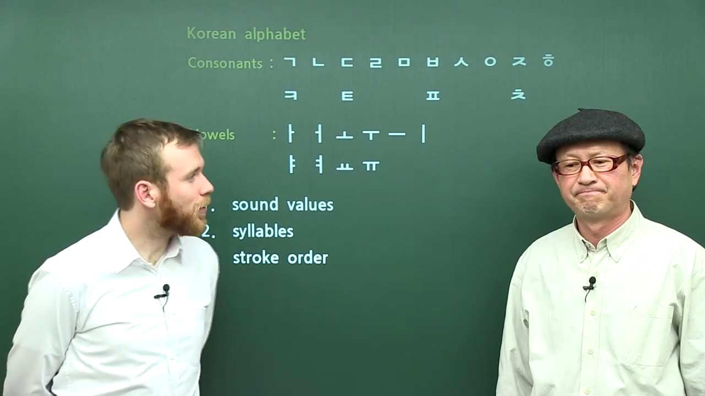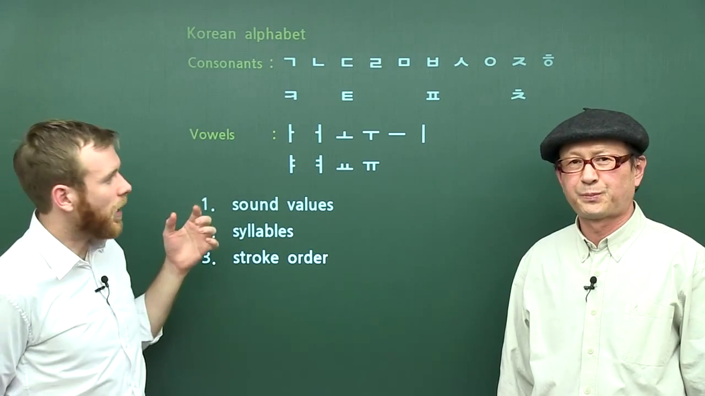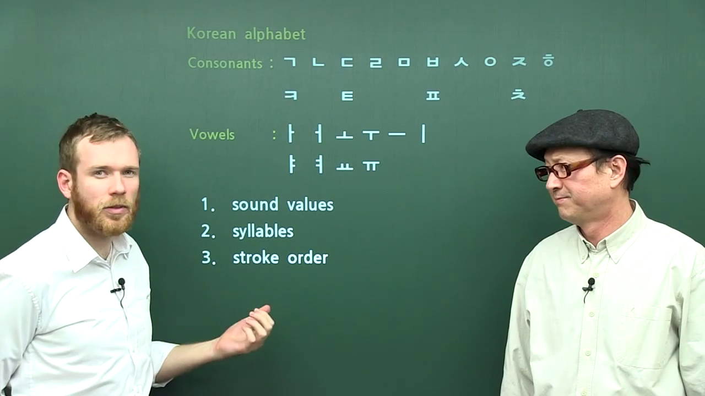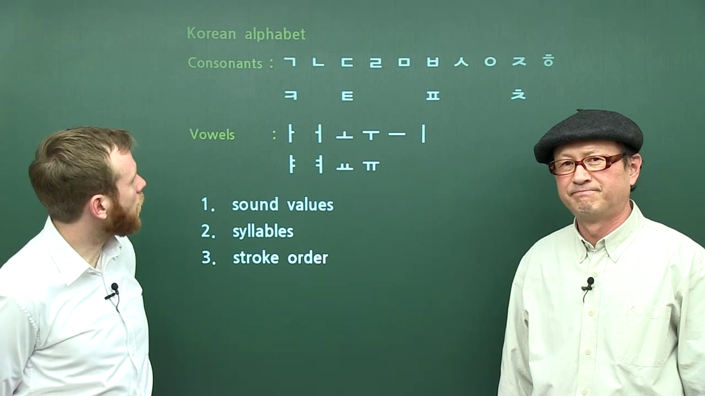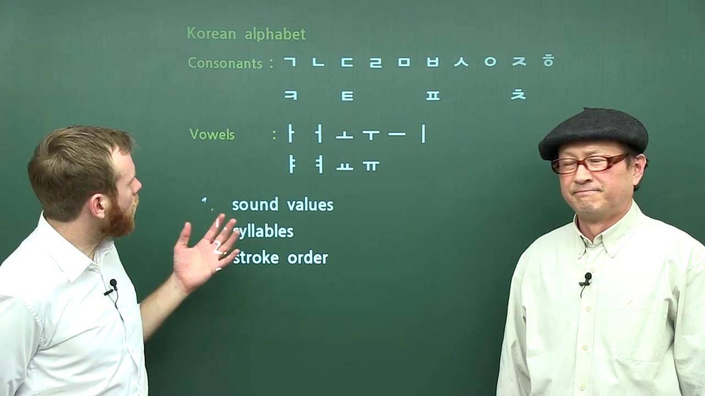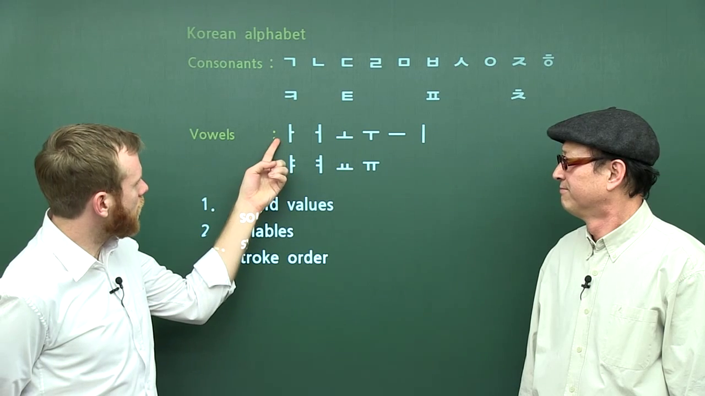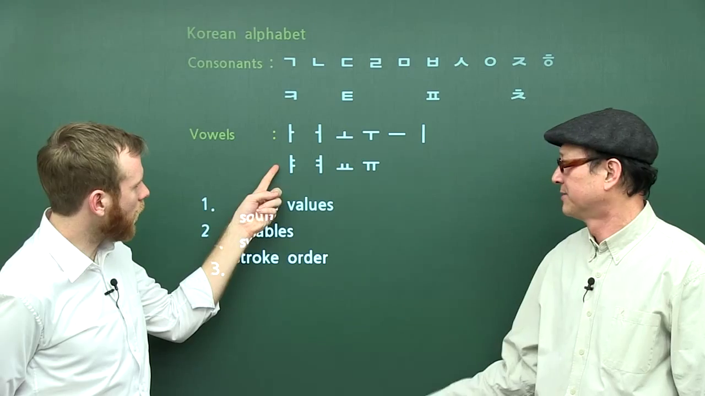Okay, in the last lesson, we introduced the Korean alphabet, but we focused on the consonants. So now we're going to look at the vowels, and again, how to make syllables, how to make characters and words in Korean. So, Robert, we have 6 vowels on our top line here and 4 on the bottom. Where should we start?